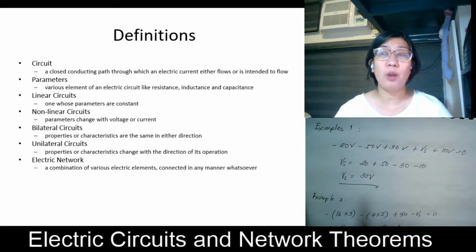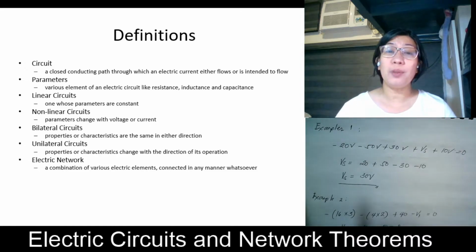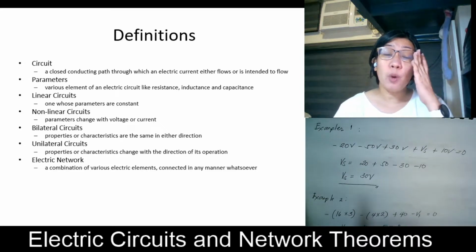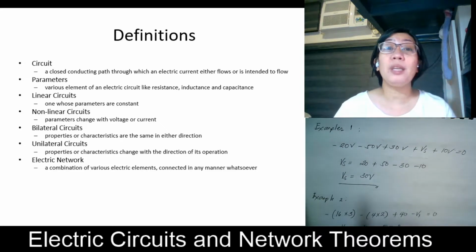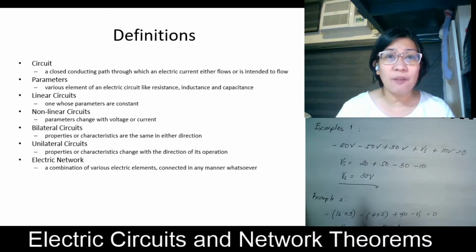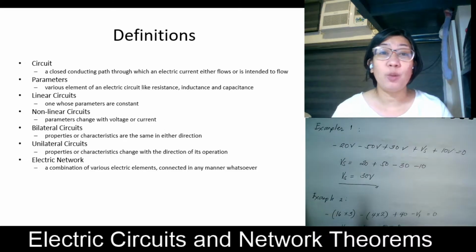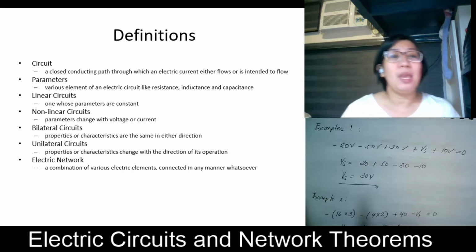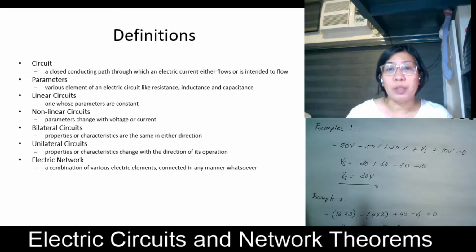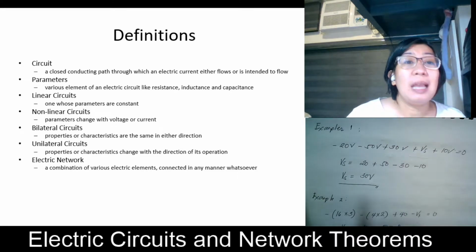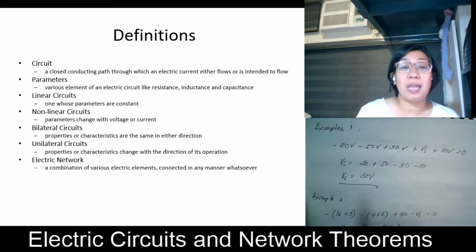For now, we will just consider resistors, but in the latter part of our discussion, we're going to try other circuit components, like capacitors and inductors. And if we still have time, maybe we can even start with non-linear components. Then we have parameters. These are various elements of an electric circuit like resistance, inductance, and capacitance.